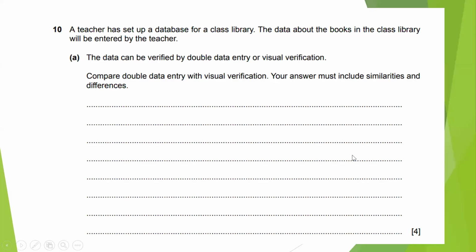Okay. Then compare double data entry with visual verification. Your answer must include similarities and differences.